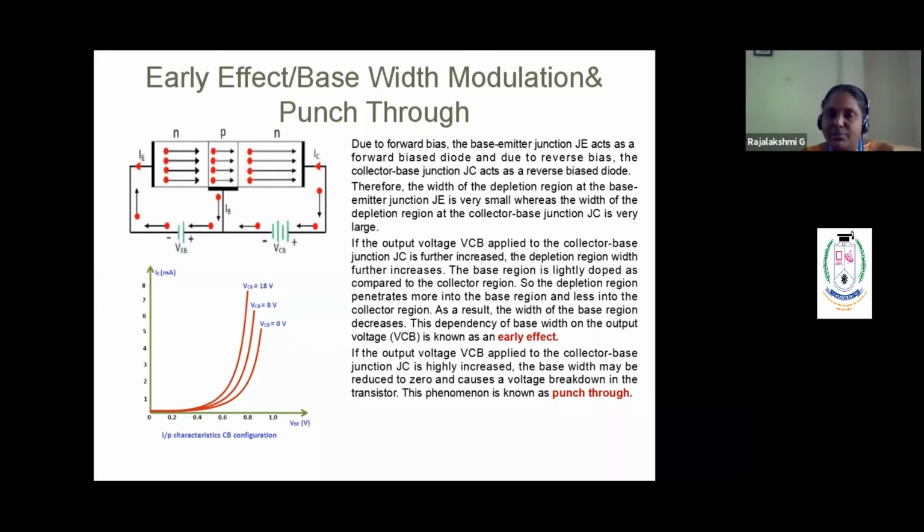Initially it was somewhat wider, now it has decreased. So all the electrons will try to penetrate into the base. That is why the conduction has started earlier. That is why we are able to receive the collector current earlier. This is the reason for the base width modulation, which is due to the early effect.